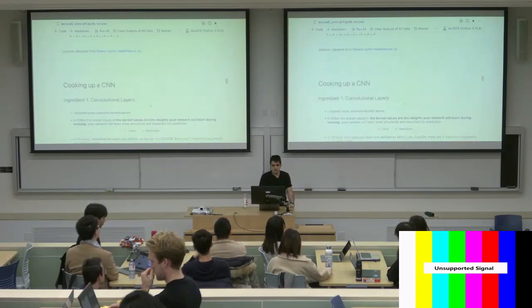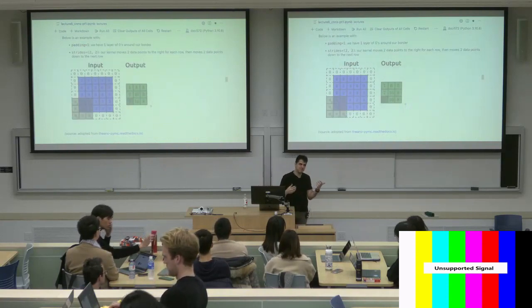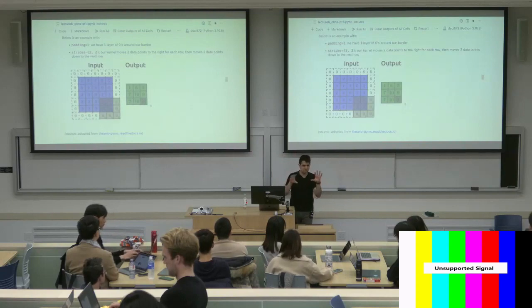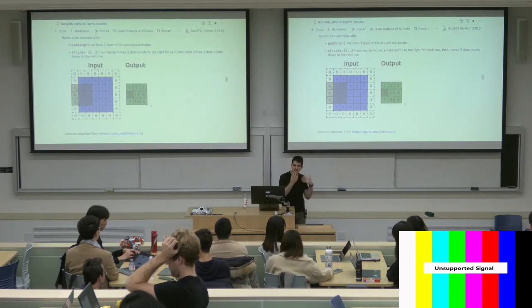Because if we want to generate the same output image size, for whatever reason, you don't always need it, but sometimes it's helpful to have it so that it's easier to work with the parameters in our network, and it doesn't really affect anything.